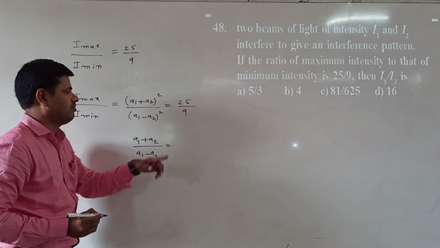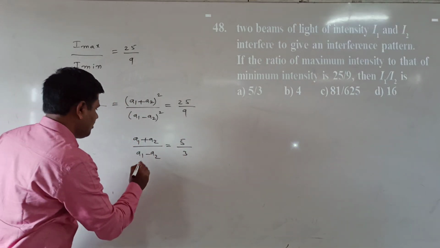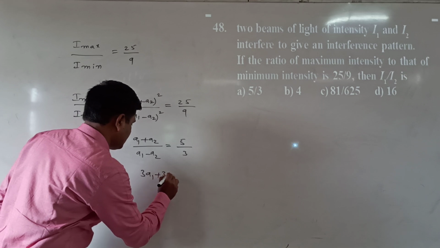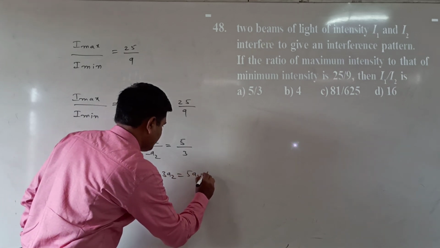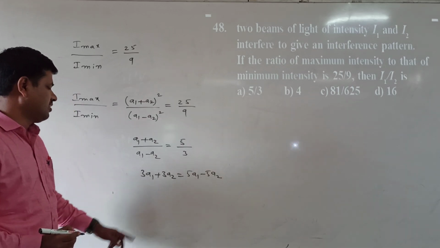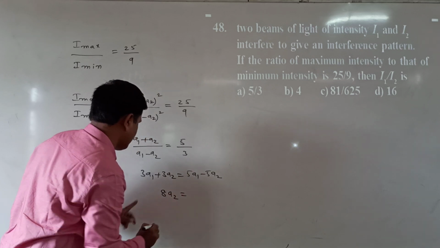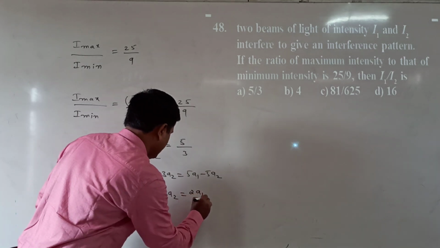We are taking the square root on both sides. We are getting 5 by 3. Cross multiply: 3A1 plus 3A2 is equal to 5A1 minus 5A2. Now we take the A1 and A2 terms on the same side. So 8A2 is equal to 2A1.